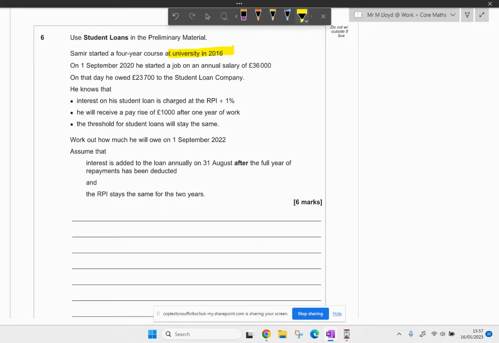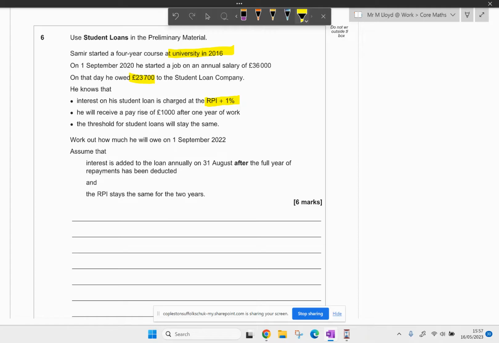On the 1st of September, he started a job with an annual salary of 36k. On that day, he owed, oh God, that looks like my student loan. I've still not paid it off. He knows that interest on his student loan is charged at RPI plus 1%. I think that's retail price index.